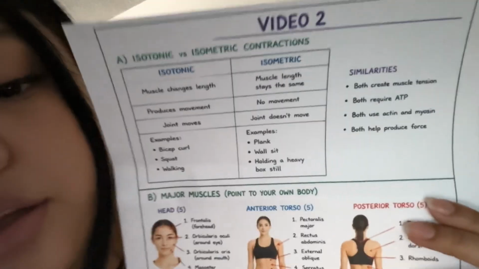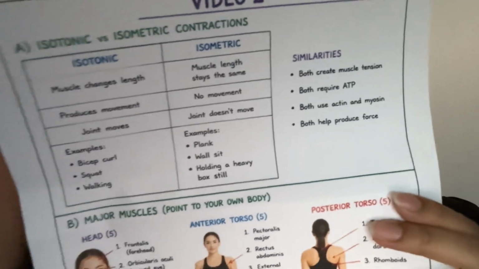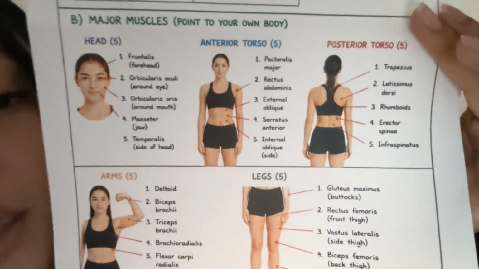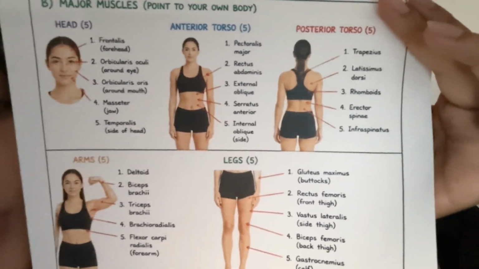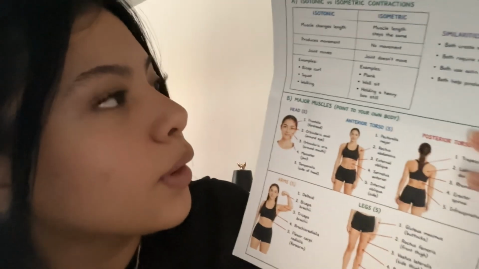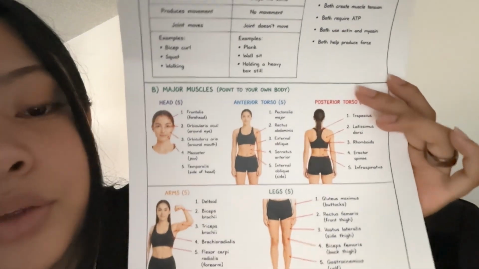I am from Anatomy and Physiology Lab, and today we're going to be talking about the isotonic and the isometric contractions and a little bit about their differences and similarities when it comes to their actions. We're also going to be pointing out and talking about some major muscles that we have in our body, like the head, the torso, the arms, and the legs. And overall, just trying to get a little more details about everything and what they do.